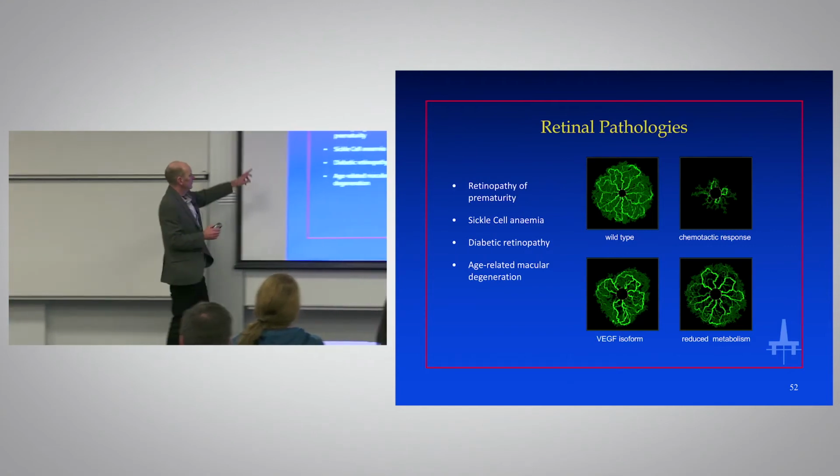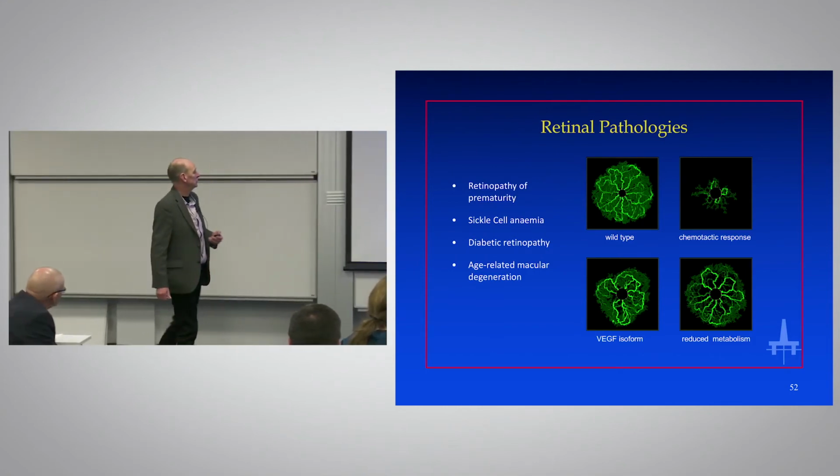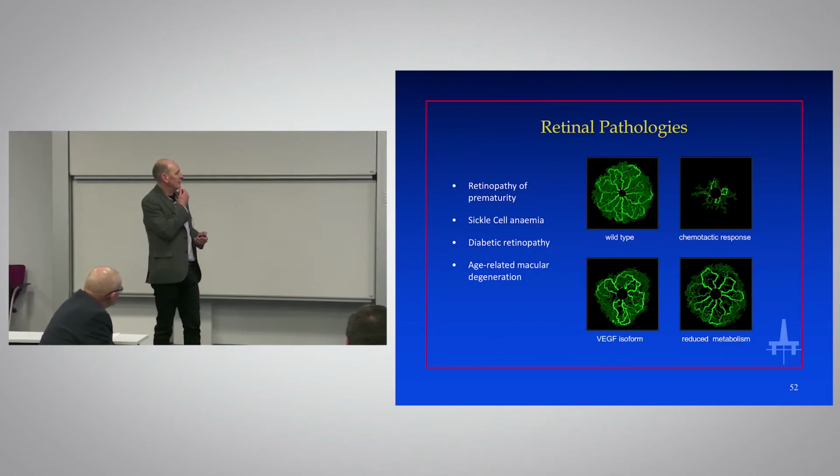And so there are various things to look at. Sickle cell anemia, again, is looking at the changes in viscosity as you change the cell shape. Diabetic retinopathy and age-related macular degeneration. So there are lots of things to look at with this model.